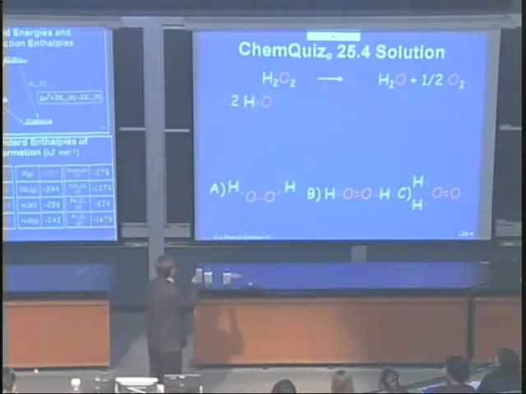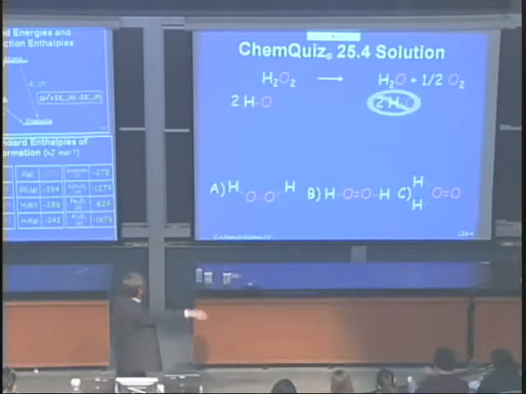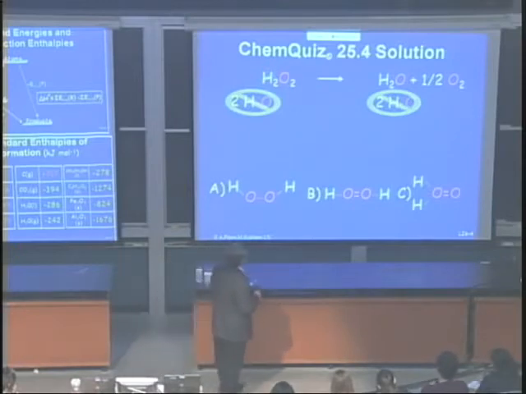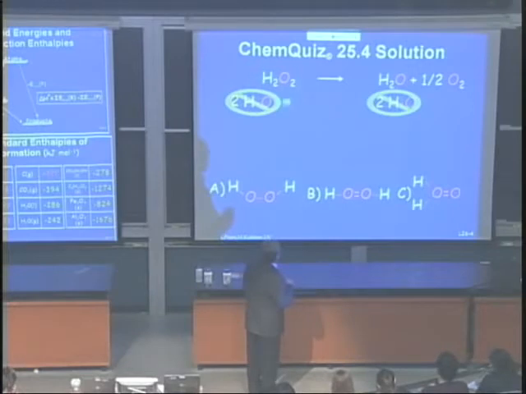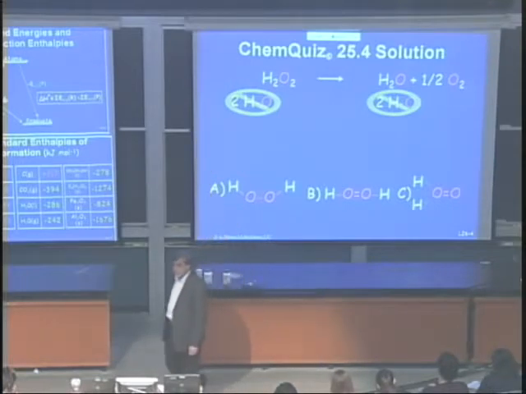So 2 OH on the left side, we break it, but we make 2 OH, so the energies are washed out, okay? So we can forget about the OHs. So all we have left is the oxygen. Now, we have here 1 mole of oxygen. You see that? 1 mole is in this H2O2. It's 1 mole of oxygen making half a mole of oxygen molecules, okay?